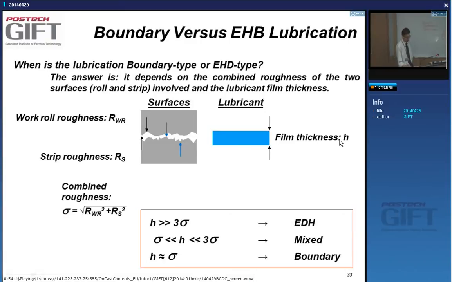So when H is about the same as this sigma, we have boundary lubrication. If the film thickness is 1 to 3 times the combined roughness, then we are in mixed condition. And we have elasto-hydrodynamic, EHD, lubrication (this is a typo here), if the thickness is about 3 times the combined roughness. Okay?